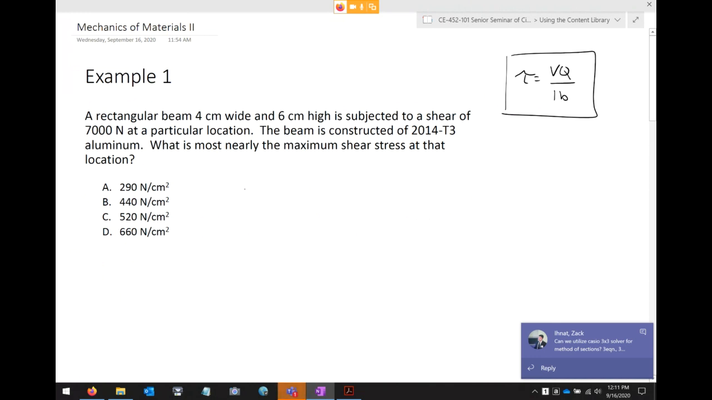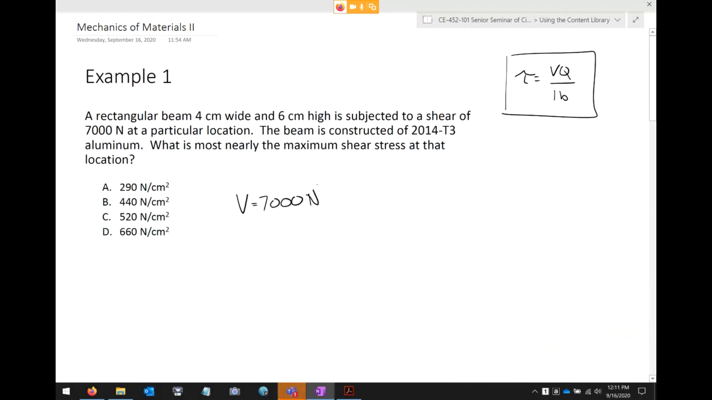Okay, so let's see what we know. We know that V is 7,000 newtons. Now we know the dimensions for the beam. We know that B is 4 centimeters, and we know H is 6 centimeters. So we already know B and we know V. Now, if we know B and we know H, we can compute the moment of inertia.